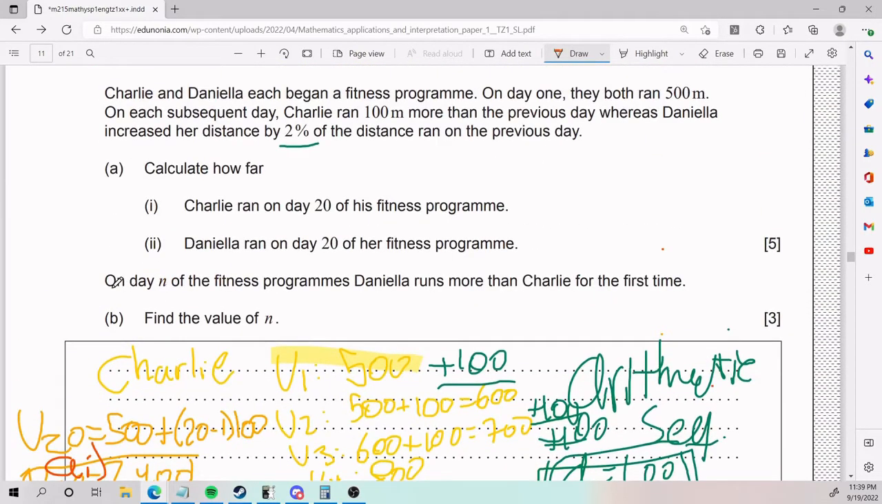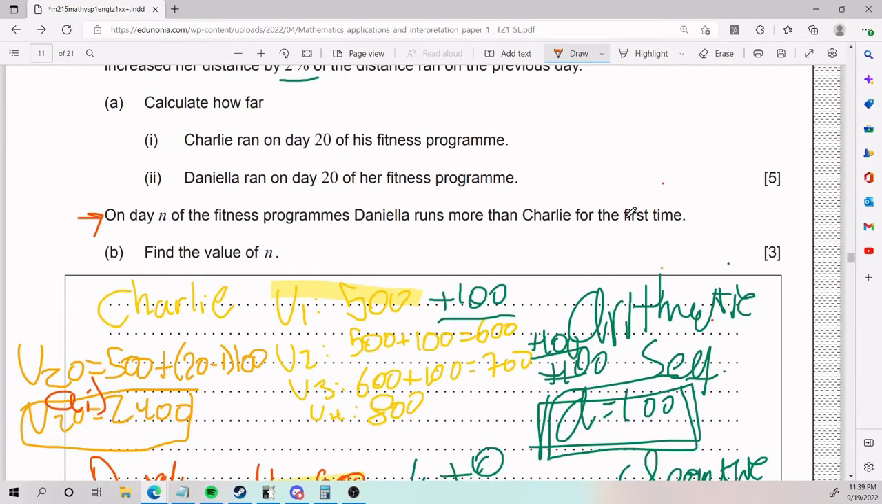Then they tell us that on day n of the fitness programs, Daniela runs more than Charlie for the first time.